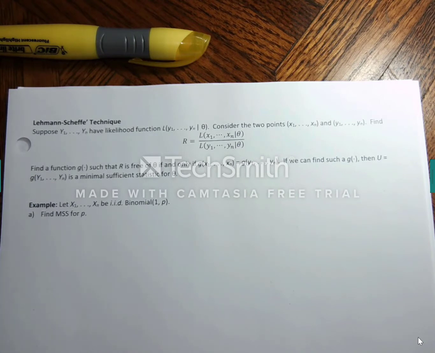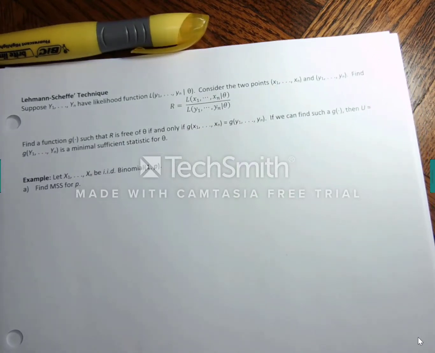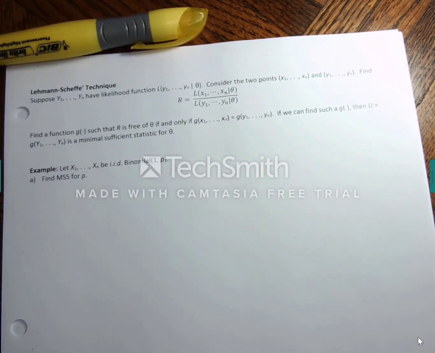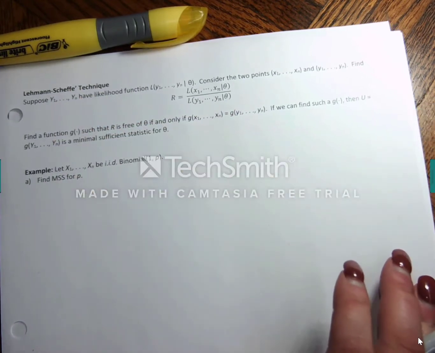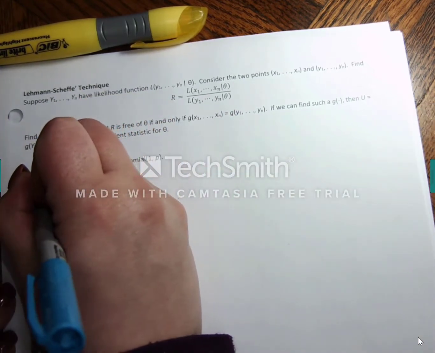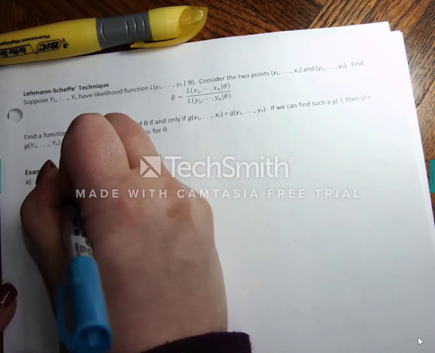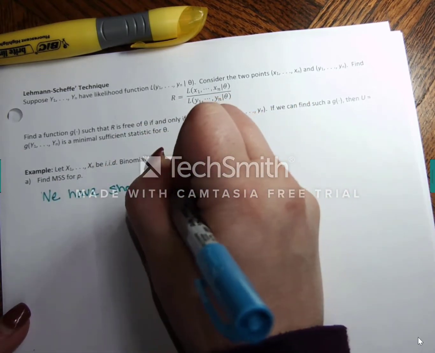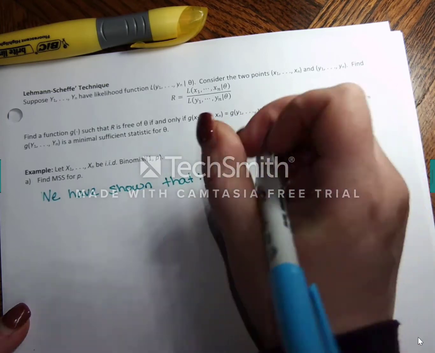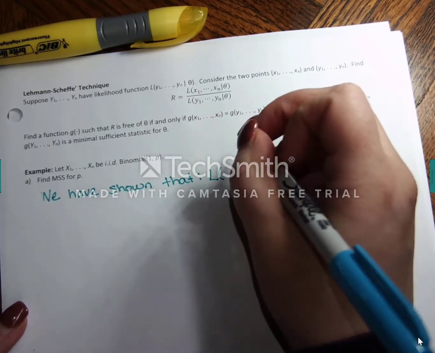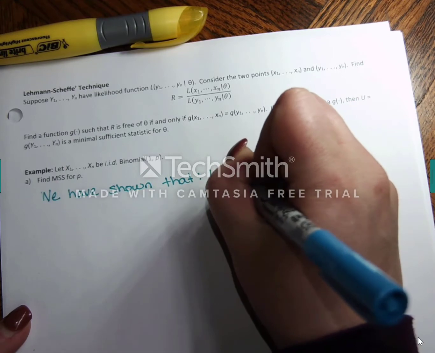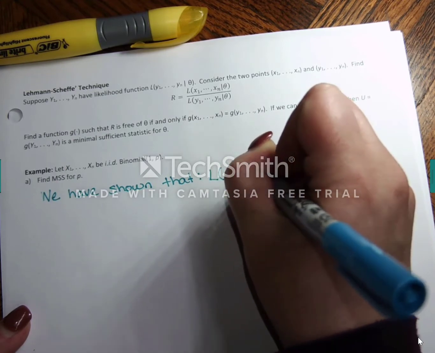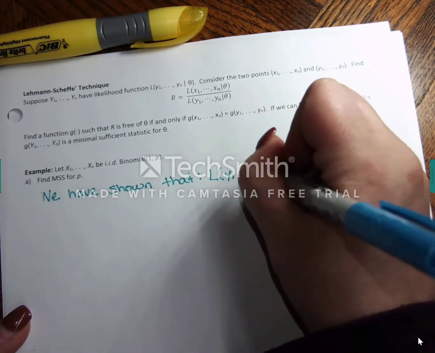So our first one says, let X1 through Xn be IID Binomial(1, p). And so we're going to find a minimal sufficient statistic (MSS) for p. So let's see how we do this. Remember that we've previously already shown what the likelihood is. So let me put that down. And I'm going to write the likelihood here in terms of y's, but that doesn't really matter.